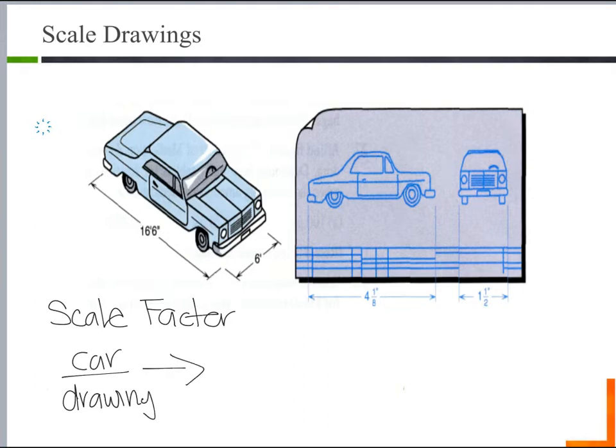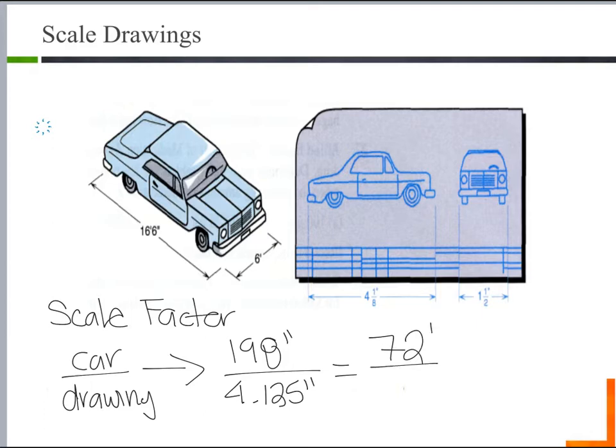So the car is 198 inches, and the drawing is 4.125 inches. And then you can keep simplifying this down. So 72 inches to 1.5 inches. And that gives me a common ratio of 48:1.